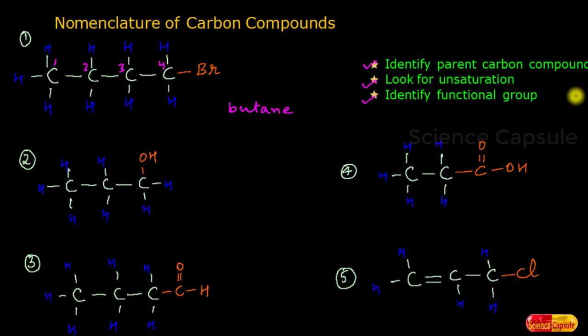The second step is look for unsaturation. Unsaturation means presence of carbon-carbon double bond or carbon-carbon triple bond. Look at the structure carefully. Do you find any carbon-carbon double or carbon-carbon triple bond? No such bond exists, right? So the second step fails. Here unsaturation is not there, so we can skip the second step.